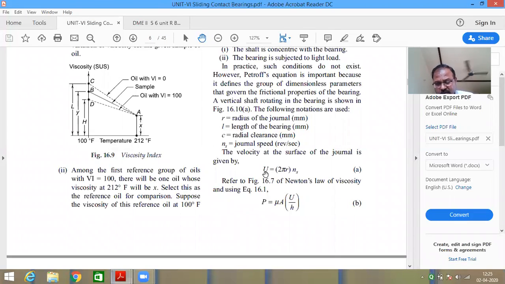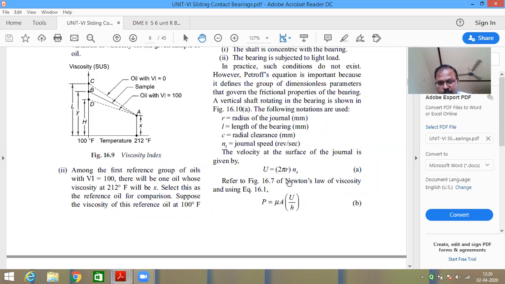Now we know velocity. What is the formula for velocity which we use, say, in gears? Pi d n upon 60. Yes or no? But 60 is just to convert revolutions per minute into revolutions per second. As ns is already in revolutions per second, there is no need to divide it by 60. Pi times 2r means diameter, pi d n. So the velocity at the surface of the journal is 2 pi r ns.